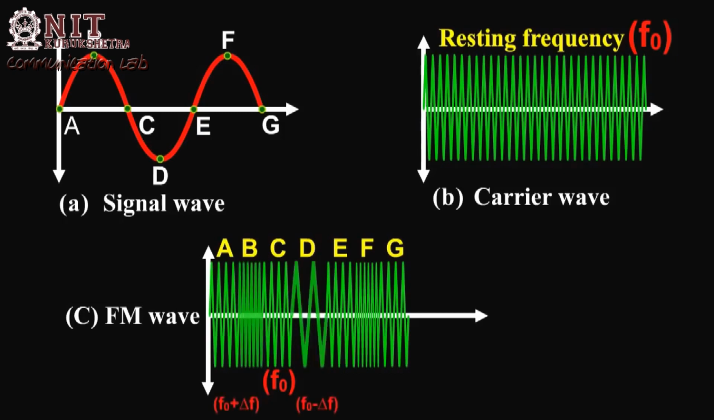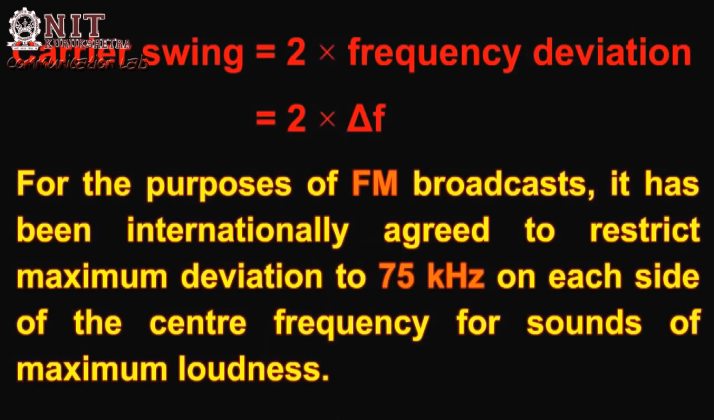The change or shift either above or below the resting frequency is called frequency deviation, del F. The total variation in frequency from the lowest to the highest is called carrier swing, CS. Hence, carrier swing is equal to 2 into frequency deviation, so 2 into del F. For the purposes of FM broadcast, it has been internationally agreed to restrict maximum deviation to 75 kHz on each side of the center frequency for sounds of maximum loudness.